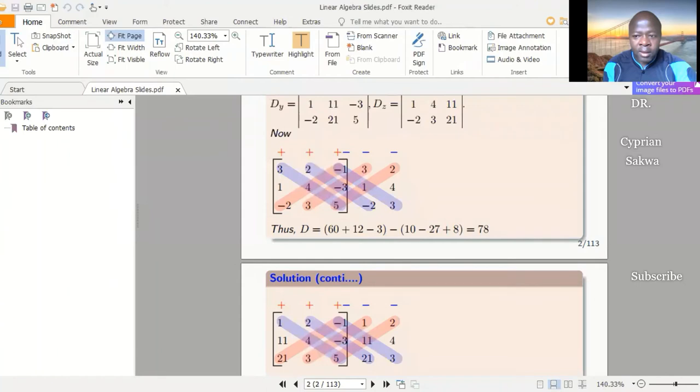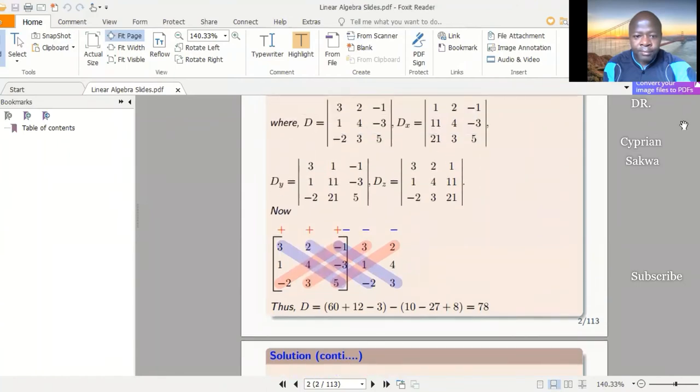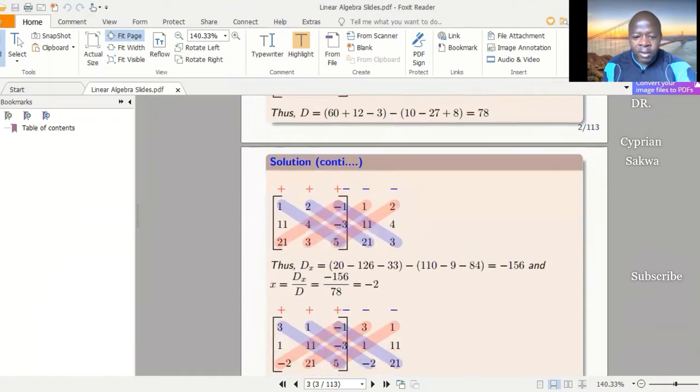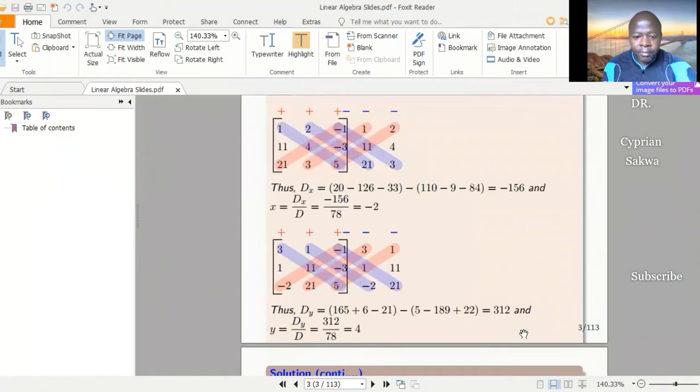Okay, let's go back and see what dy was. Dy was the determinant of this matrix. So I want to find the determinant of this matrix. I found it here. This is the matrix. And then take the first two columns, add them here. And then identify the three diagonals running from top left to bottom right. Multiply along those diagonals and add the result.